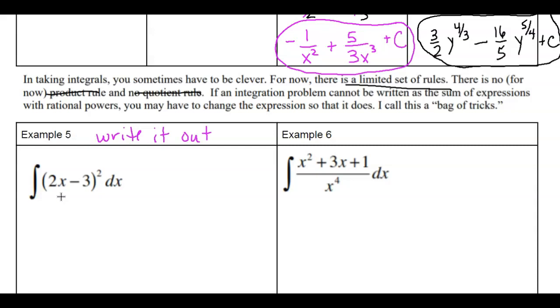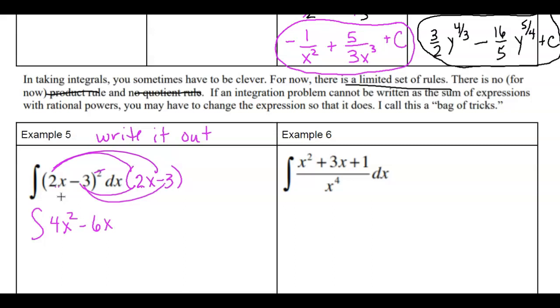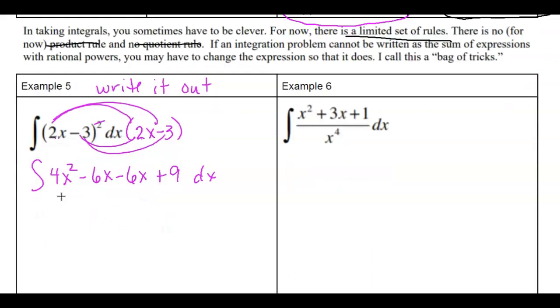It's not like the process that we're going to learn how to do this in a few days is going to be faster. So I would probably do it this way too. So we're going to write out 2 of these. And then we're going to have to just multiply. So 2x times 2x minus 6x minus 6x plus 9, and then I would combine like terms.